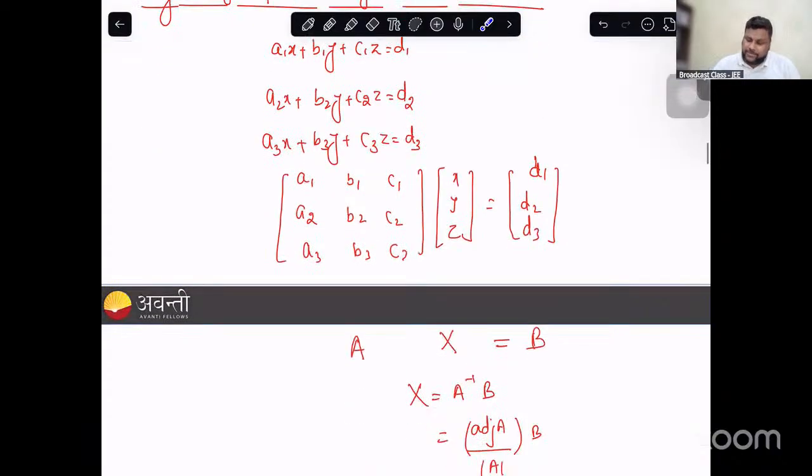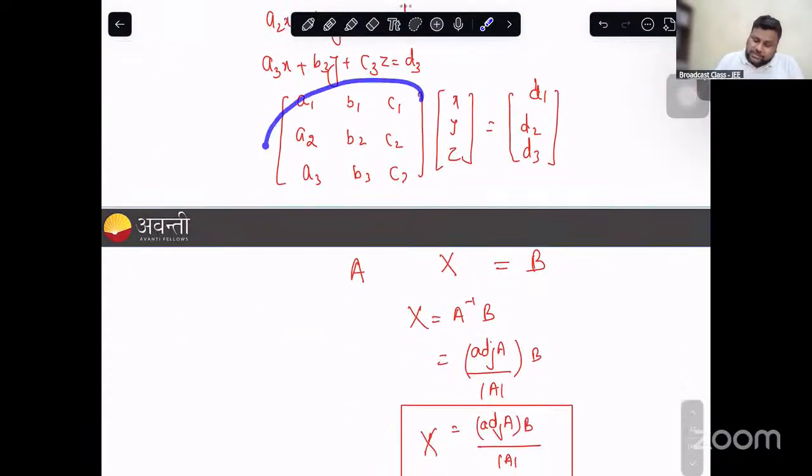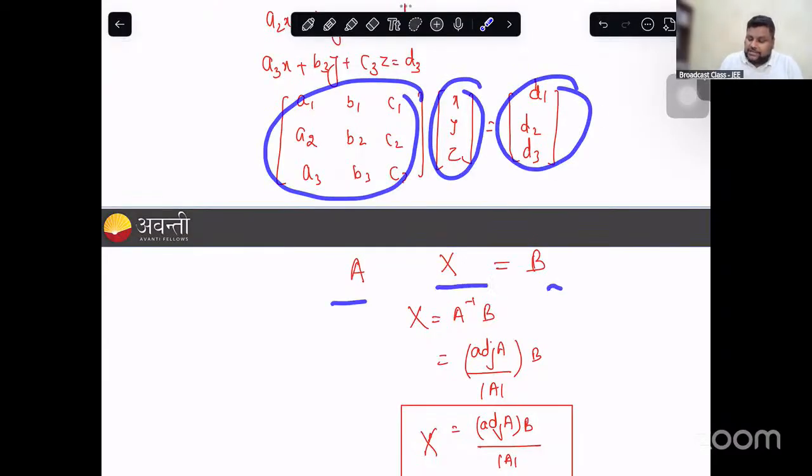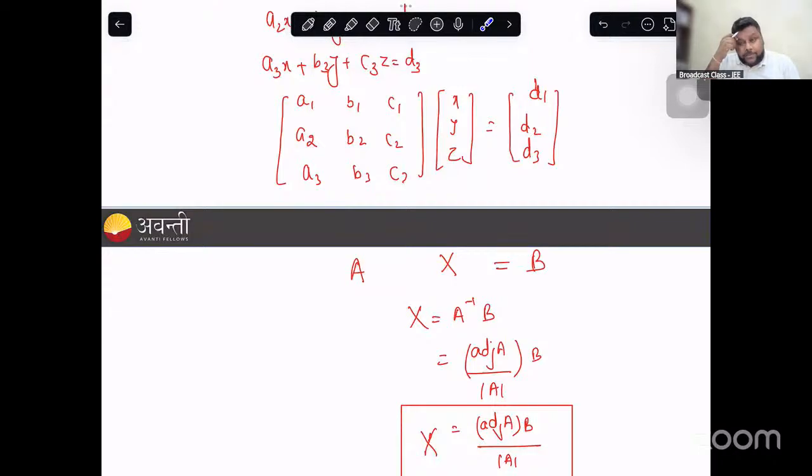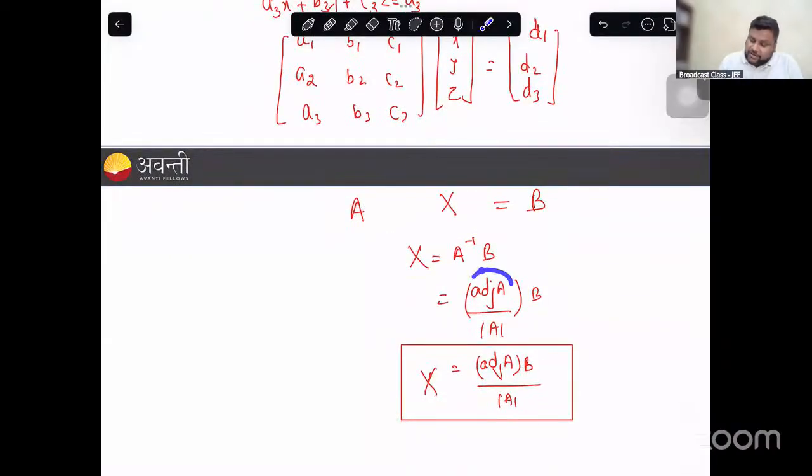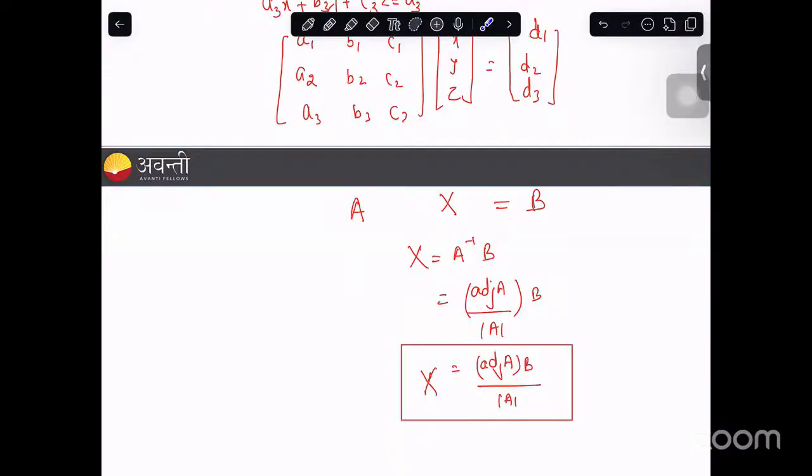Am I clear? Now let us assume this is your matrix A, this is x, this is b. So AX equals b. Now if we pre-multiply by A inverse, then we get X is A inverse into b. What is A inverse? A inverse is adjoint A upon determinant of A. So X came as adjoint A into b divided by determinant of A. Understood? Yes, sir. And the same method I have applied.